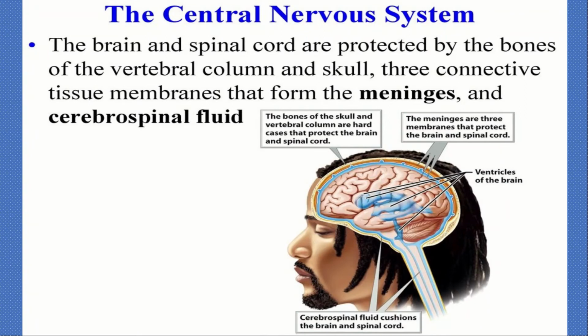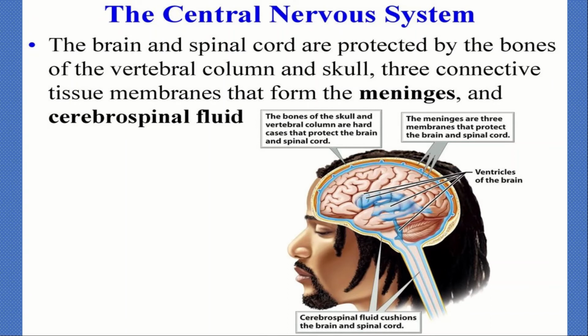Now let us know how this enormous part called our brain and spinal cord is protected. The brain and spinal cord are protected by the bones of the vertebral column and skull, three connective tissue membranes that form the meninges, and cerebrospinal fluid. You can see in the diagram, the bones of the skull and vertebral column are hard cases that protect the brain and spinal cord. The meninges are three membranes that protect the brain and spinal cord.